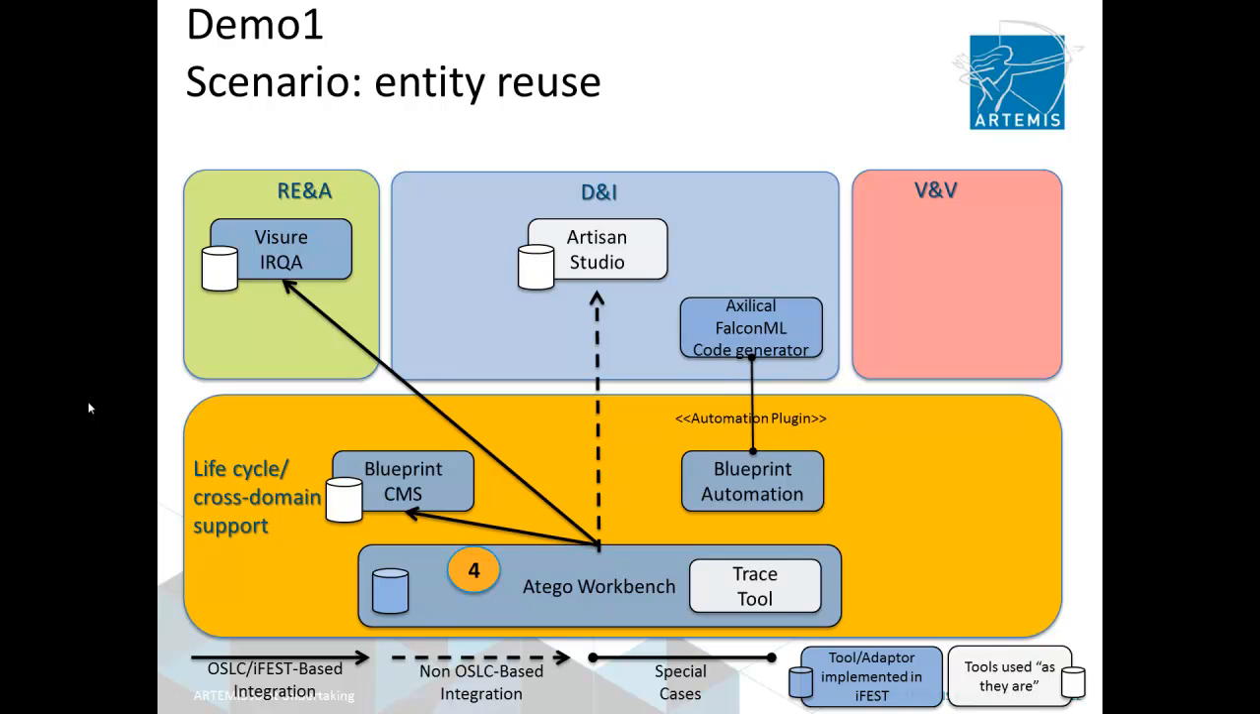The next stage of the toolchain is back in Atego Workbench, preparing entities for tracing, automation and other cross-domain functionality. This is a small generic lifecycle process that Atego Workbench enforces around each entity. It is completely independent of the tool used to create the entity.